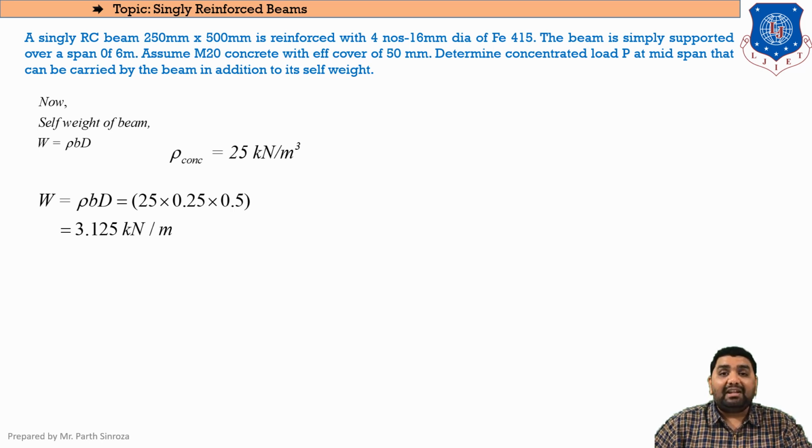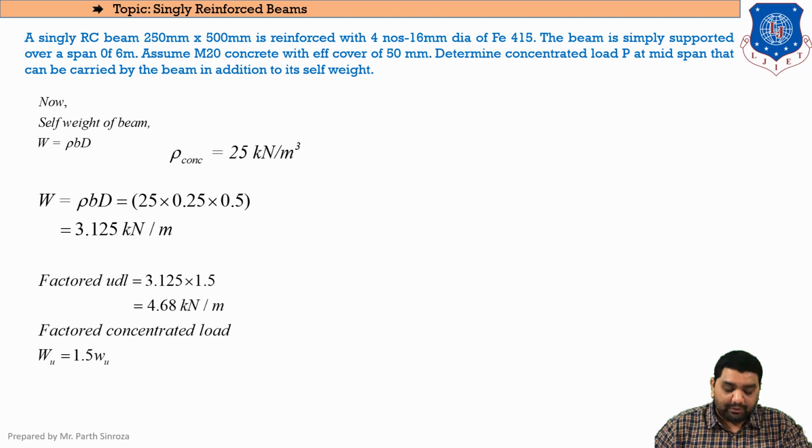Now keep in mind that whenever we are finding values from the dimensions, these values will always be actual loads. Clear? So now the next step will be to factorize it. So the next step will be to find the factored UDL. The factored UDL will be the load that we just obtained multiplied by 1.5, that is our factor of safety. So here the factored UDL comes out to be 4.68 kilonewton per meter. So this is our factored UDL.